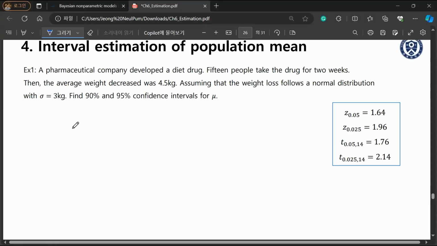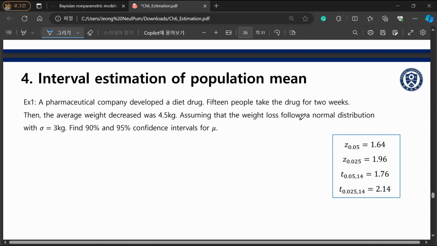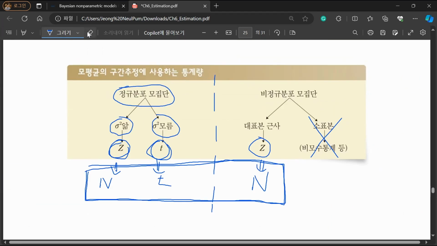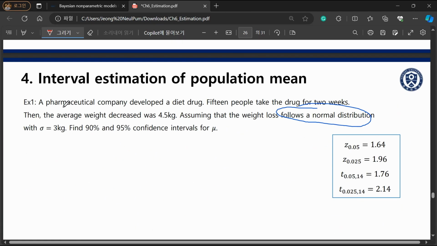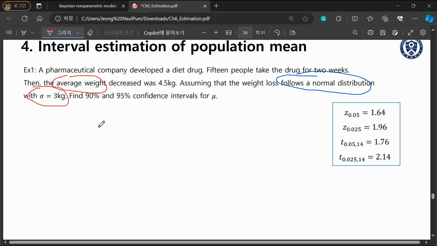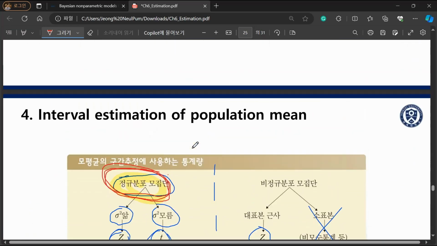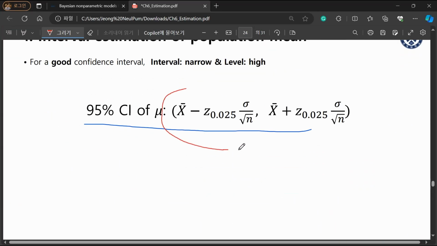So example number 1. Let's read this problem, and you can see that our population follows the normal distribution. So in this case, we are here, because we know that our sample comes from the normal distribution, and it also gives us some information about the average, which is mu, and even the sigma, which is 3. So this is the time to construct the confidence interval for mu, which is the population mean. Because we know that, in this case we can use this formula.